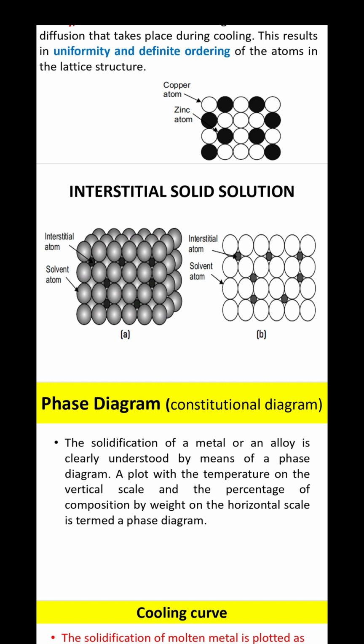Then the next type is interstitial solid solution. Here the solvent atom and the solute atom are there. So the interstitial atom is placed between the solvent atoms. So here no substitution takes place in the interstitial solid solution. The solute atom fits into the space between solvent or parent atoms. So these spaces or voids are called interstices.